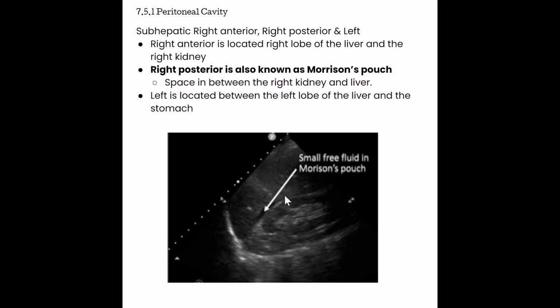It's not uncommon just to see a little sliver of fluid in there, and if there's fluid in this area, then we want to make sure that we are looking around at the other quadrants, looking in the pelvis for more fluid. The left subhepatic space then is located over by the left lobe of the liver and is going to be near the stomach.